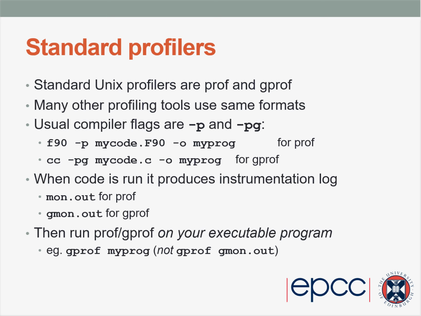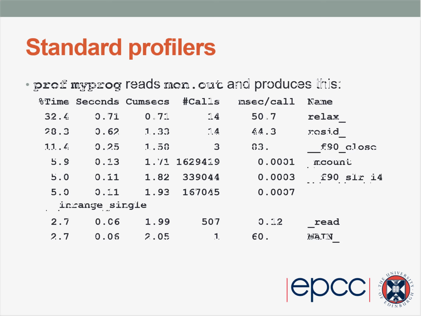So here's an example of the prof tool. I've run it on a small program which has something like 4 or 5 functions in it. It doesn't run for very long. I compiled my program with -p to start with, and then I ran it, and then I did prof on my program, and it looked for the mon.out file, and it produced me this.